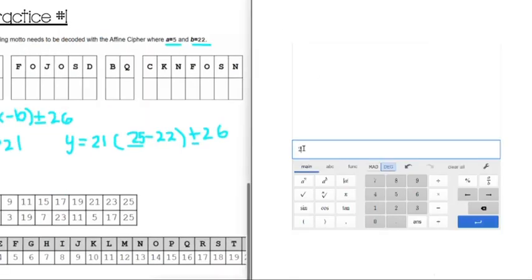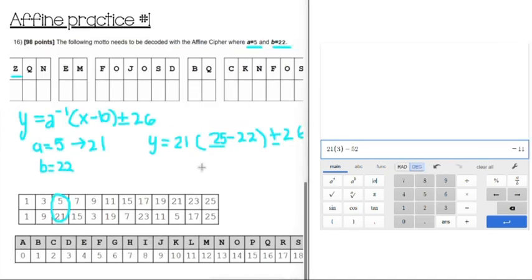Okay, so now we would do 21 times 3, which equals 63. And now we can subtract 26, so it can fall between the range 0 to 25. And we still get 37, so subtract another 26, and we get 11. Instead of subtracting 26 twice, we could have just subtracted a multiple of 26, which in this case would be 52, and that gets us to 11 a lot faster. So 11 on the table is L, and our first letter of plain text is L.